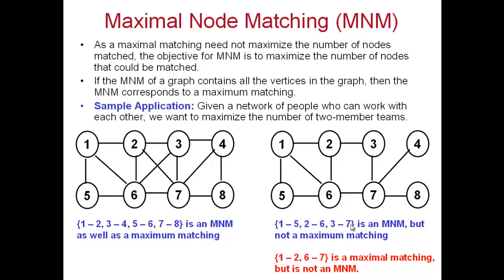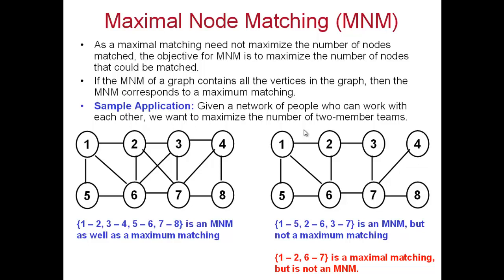So now what we are going to look at is an algorithm to determine maximal node matching. Now what is an application of this? There are a lot of applications. For example, given a network of people in a social network or in a company who can work with each other, we want to maximize the number of 2-member teams. So we want to form pairs of people who can work collaboratively.